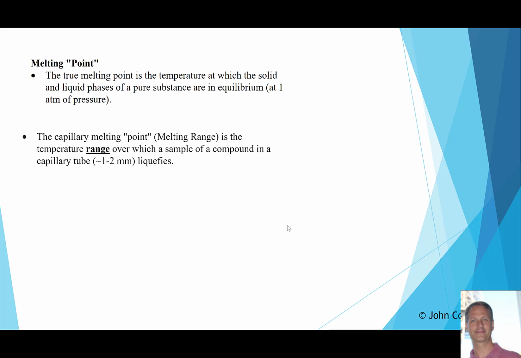Now, the capillary melting point is what we are going to see when we take the melting point of a compound in lab. And this is a range, the range over which a sample of a compound in a capillary tube liquefies. It's fairly easy to measure. It starts when the sample begins to liquefy and ends when it's completely liquefied. And one reason why we don't get a precise exact number is because we just don't go slow enough to see a precise number. So we continue to heat through essentially the melting point and we get a range.